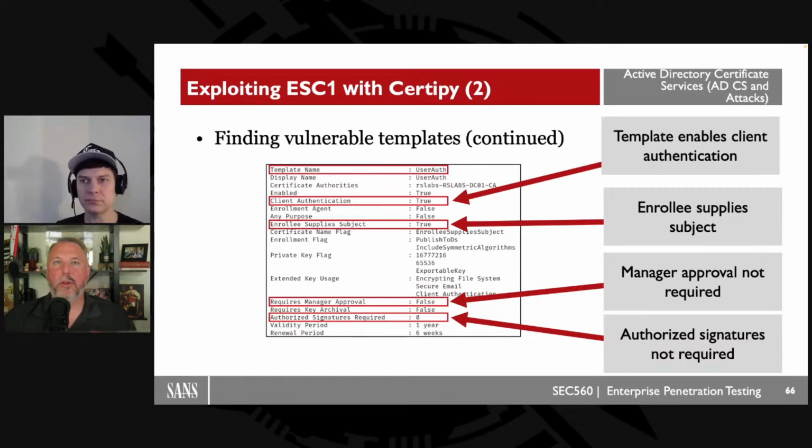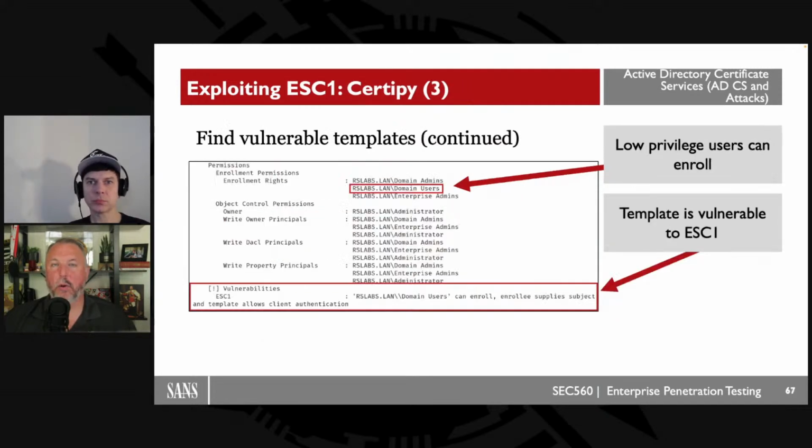Once again, we can look through our template. So we see the template here for user auth. Client authentication is true. Not a bad thing. Enrollee supplies subject. Not a good thing. Does not require approval, does not require additional signatures, and allows enrollment for any users. The tool automatically just shows you, it says, hey, you are vulnerable to ESC1. All those other auto-enrollment features are enabled in addition to supplying the alternate name.